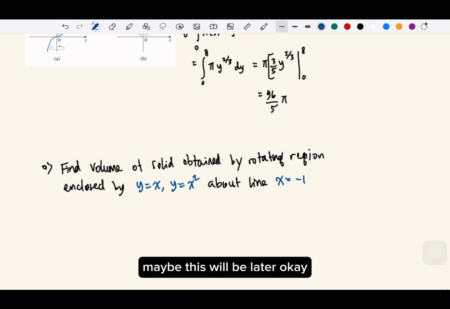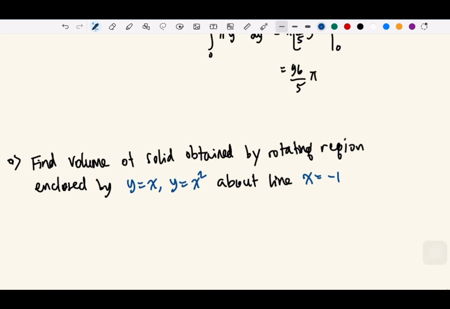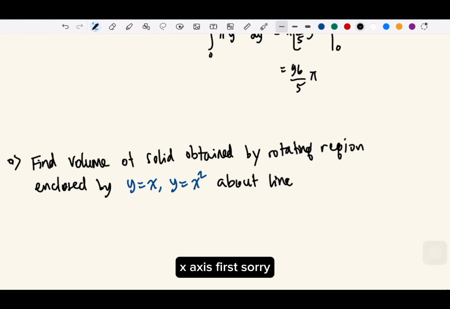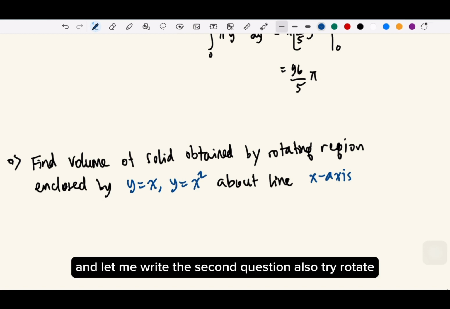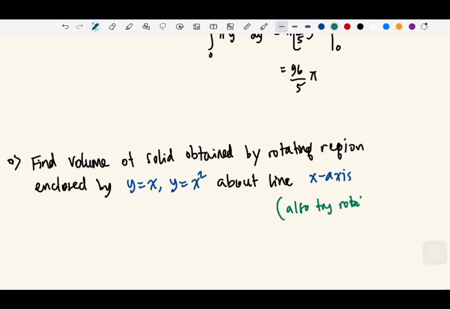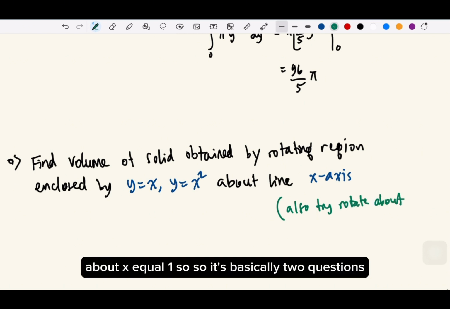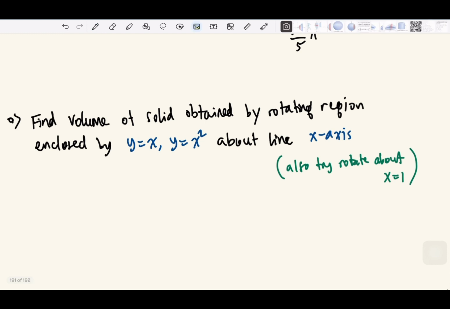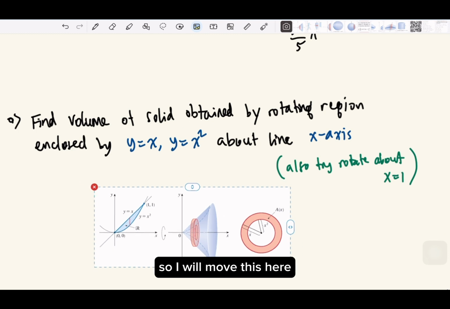Maybe this will be later. Okay. Maybe we can start with the x-axis first. X-axis first, sorry. And let me write the second question. Also try rotate about x equal 1. Okay, so it's basically 2 questions. So I will move this here.